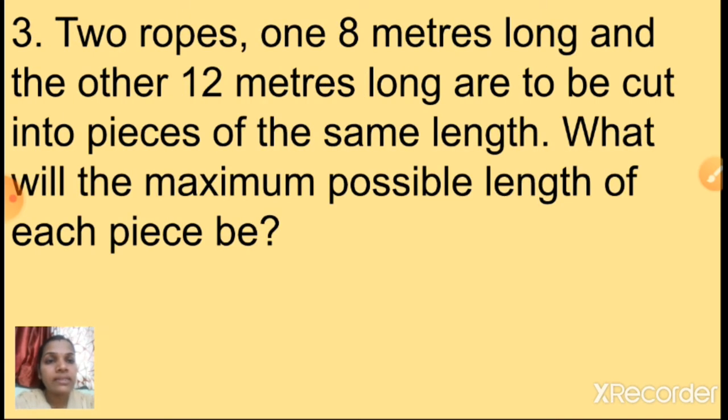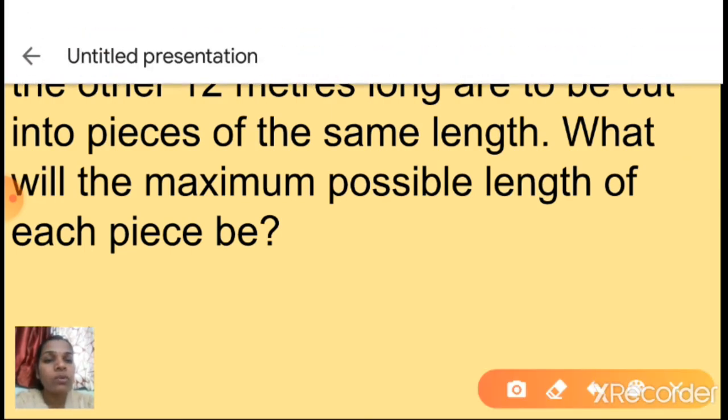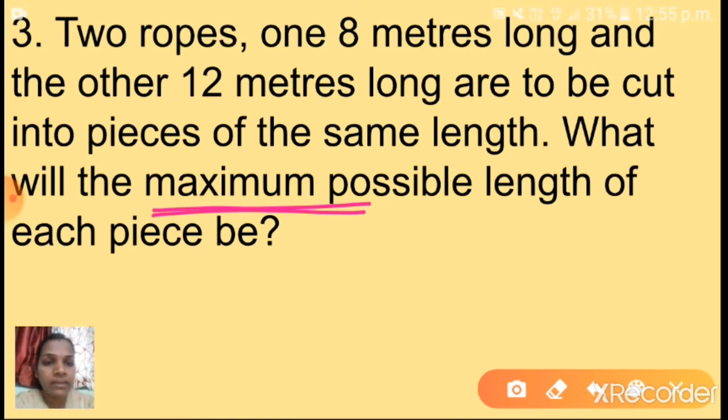Next, the third question is: 2 ropes, one 8 meters long and the other 12 meters long, are to be cut into pieces of the same length. So 2 ropes are there, one is 8 meters and another is 12 meters. We have to cut both ropes into equal size pieces, each piece should be of equal length. What will be the maximum possible length? Here what is the keyword? Yes, maximum possible length of each piece. So what do we have to find here? Yes, the HCF of 8 meters and 12 meters, that means the HCF of 8 and 12.